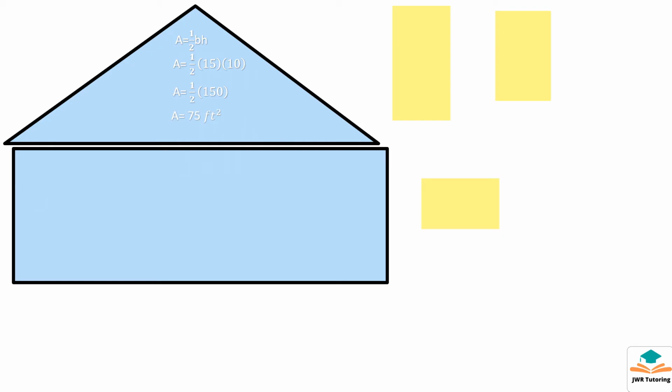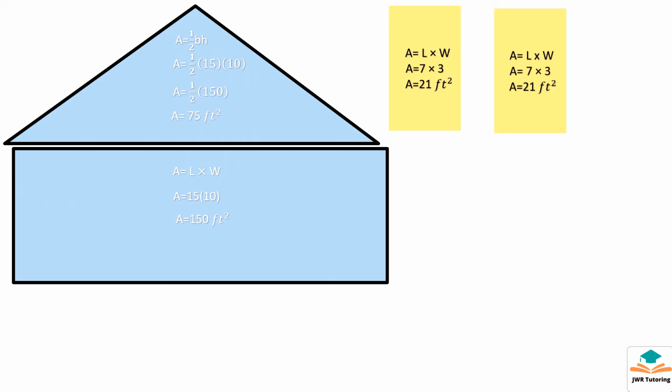Perfect. Now let's find the area of the rectangle. We can use the equation A equals length times width, which is 15 times 10. And we'll get 150 square feet. The windows are both rectangles with the same measurements. 7 times 3 equals 21 square feet for both of them, which is easy. The chimney's length and width is 5 and 4. So the area is 20 square feet.